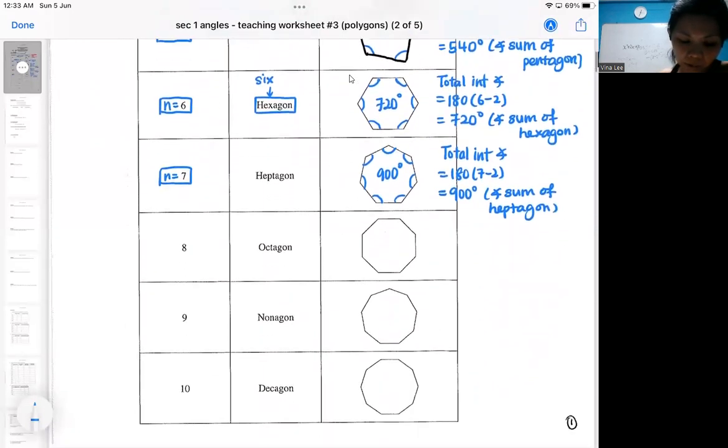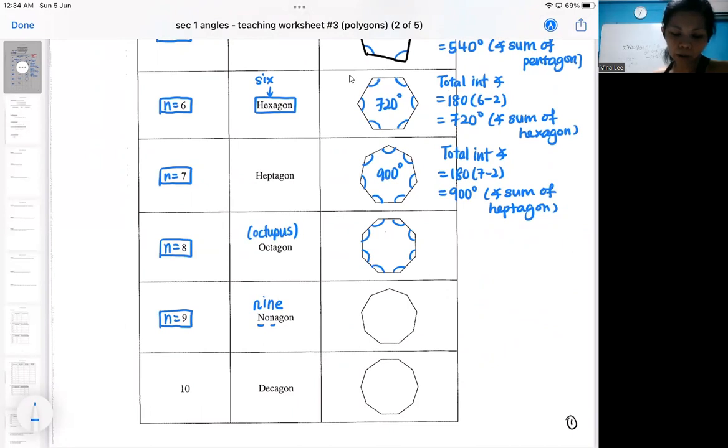Your syllabus will cover up to 10 sides. Sometimes you get 11 sides. With 8 sides, we call it an octagon. It sounds like octopus, so you might use the octopus to help you remember. Nonagon has 9 sides. You use the double N; the double N looks a little bit like the letter 9, N-I-N-E. So there are 9 of them.